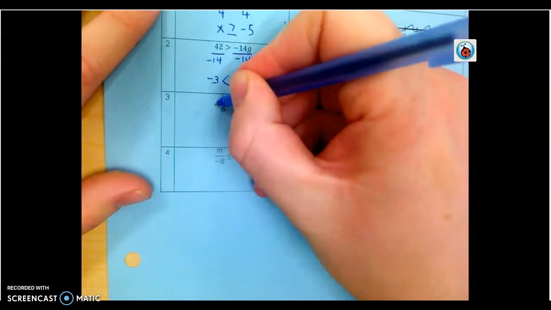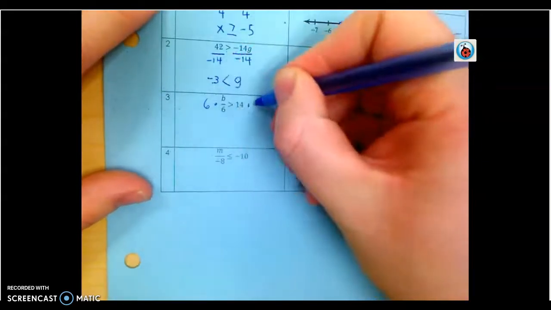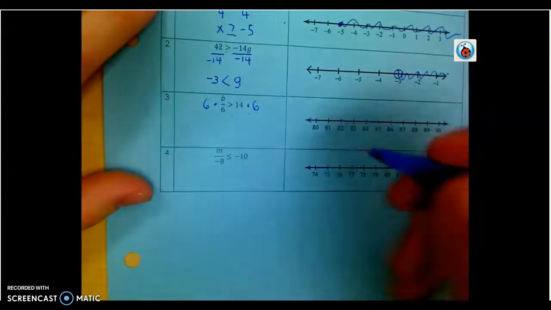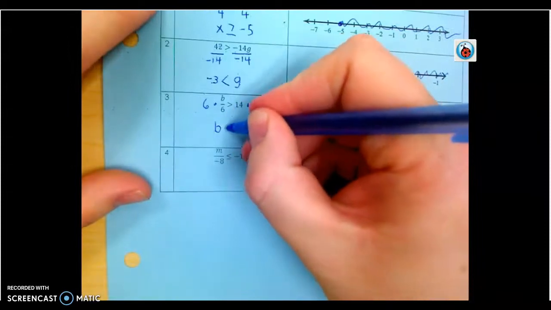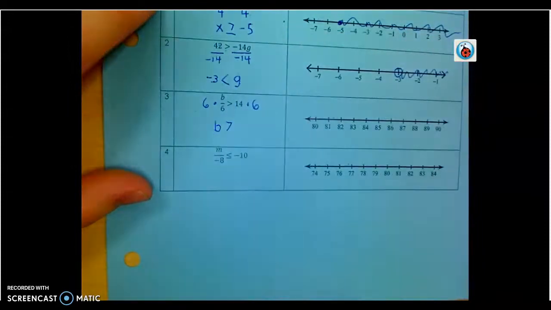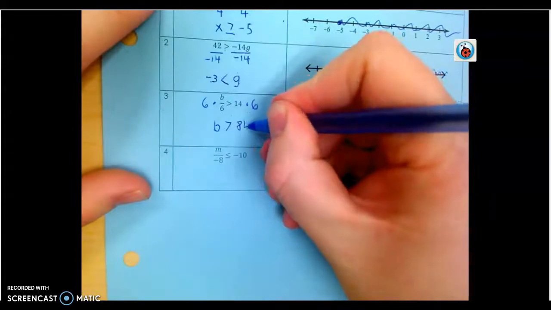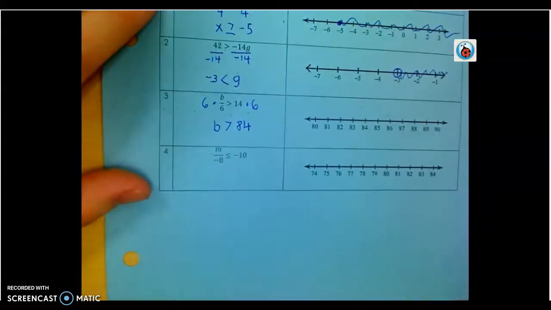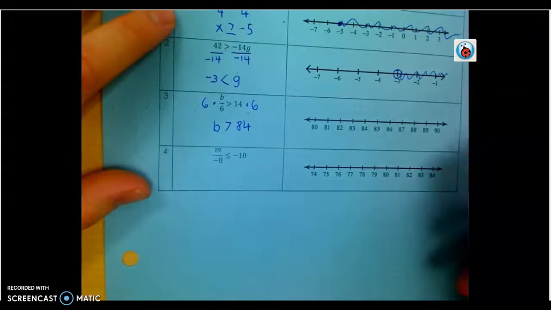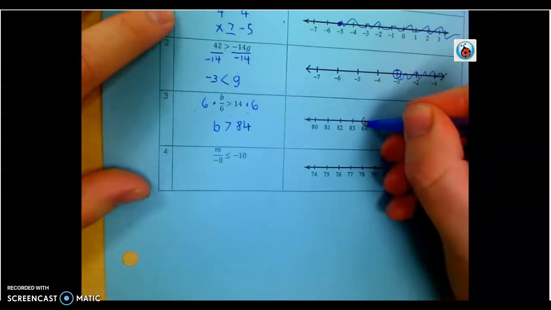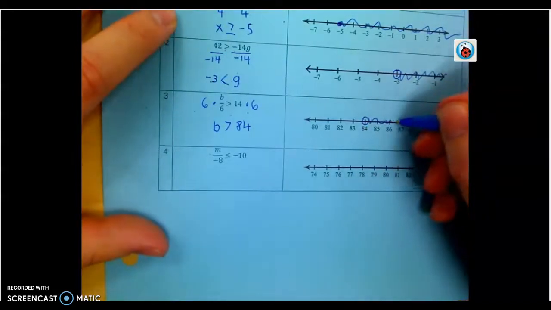For number 3, we're going to multiply both sides by 6. That way I'm left with b is greater than 84. Okay, we didn't multiply by a negative, so the sign stays the same. We put an open circle at 84, and we shade to the right.